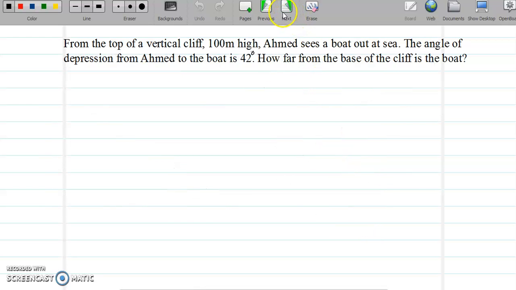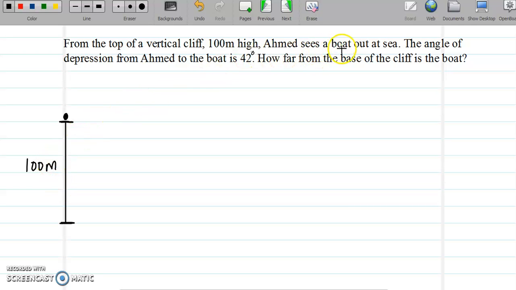Now let's look at another question here. This says that from the top of a vertical cliff 100 meters high, Ahmed sees a boat out at the sea. Okay, if this is my vertical cliff, and Ahmed is on top of the vertical cliff, the vertical cliff is 100 meters high.